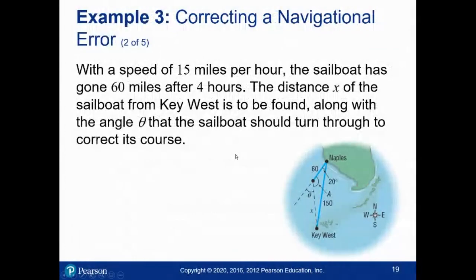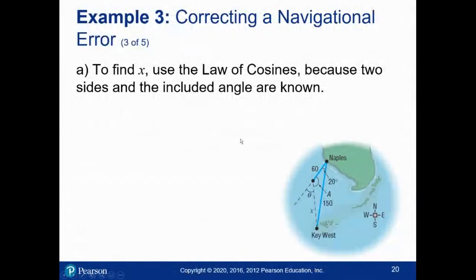So they have drawn the same picture, just sort of twisted around, but we went 60 miles, 20 degrees off course from what we were supposed to do, which was go 150 miles. So we've got a side-angle-side, which means we're going to use the law of cosines. So the first thing we can do is use the two sides and that angle to find the missing side length. So this missing side length x satisfies the law of cosines.